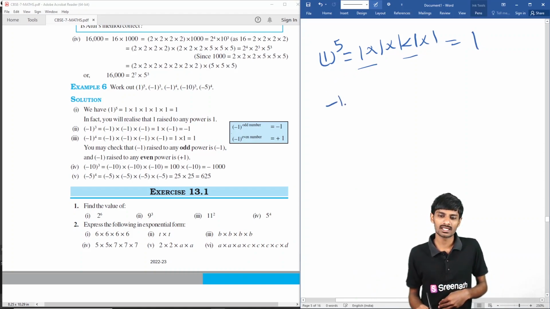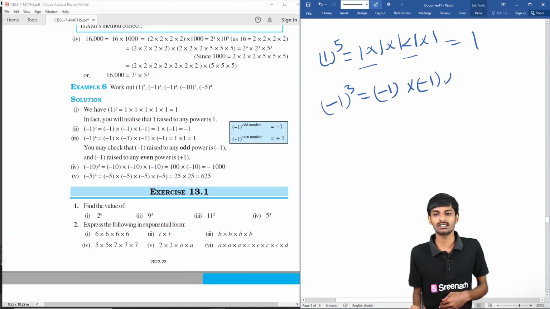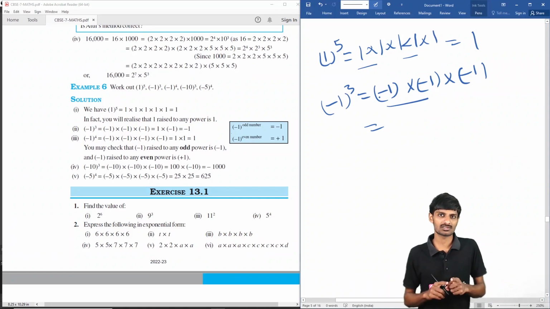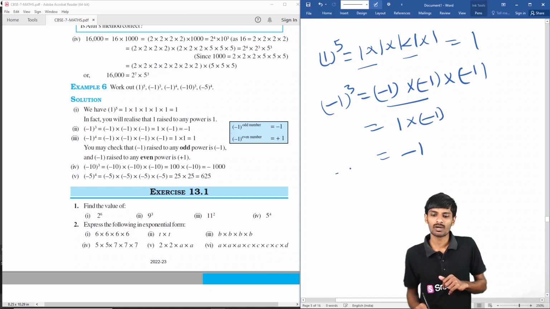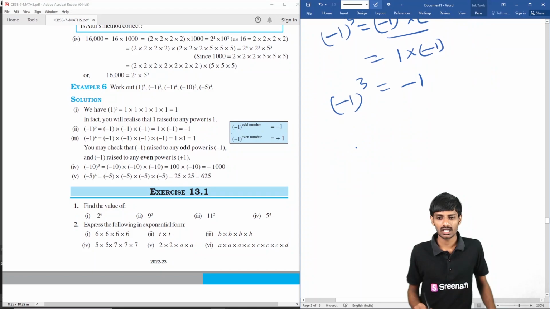And now minus 1 whole power cube. So it is minus 1 into minus 1 into minus 1. If you multiply these two things, minus 1 into minus 1, minus into minus is plus, you know it. So it is plus 1 into, there is the minus 1. And again plus into minus is minus, so it is minus 1. So minus 1 whole cube is minus 1, and minus 1 whole power 4 is 1. If you do minus 1 whole power 4, it is just multiplying minus 1 with another minus 1, then you will get 1.